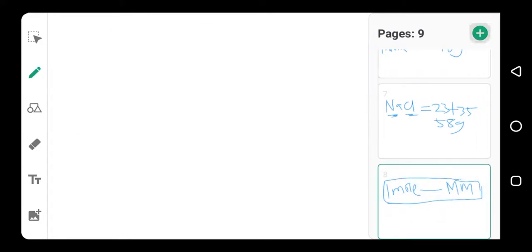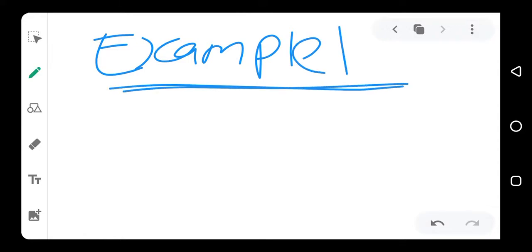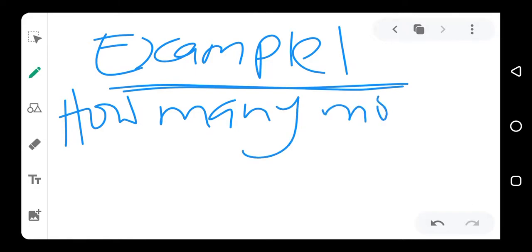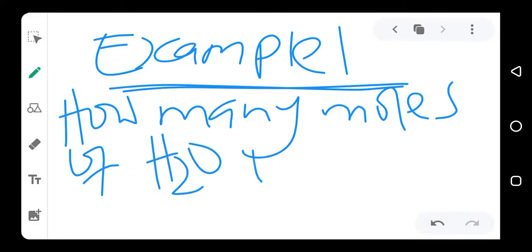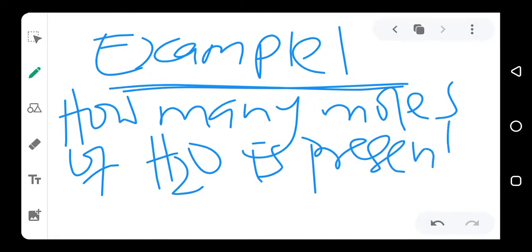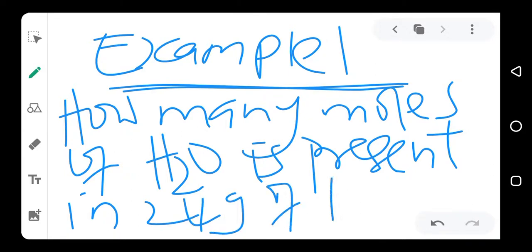For example, example 1, if we are asked to calculate this: how many moles of water is present in 24 gram of water molecule. How do we calculate this?